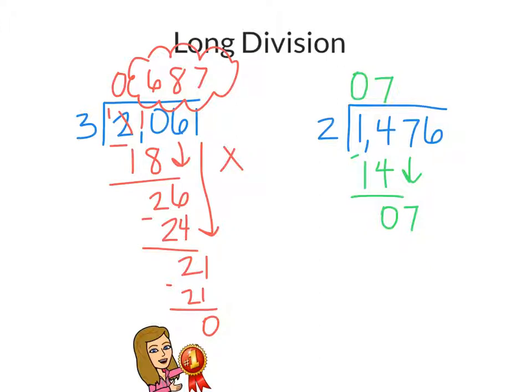2 can go into 7. The closest I can get is 2 times 3, which is 6. So then I subtract that 6. I get 1 left over, and then I bring down the 6 that's been waiting to make 16.